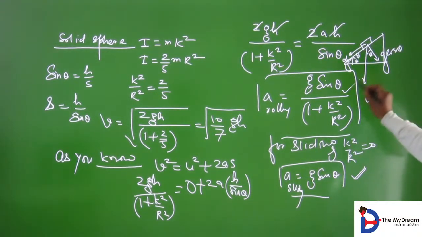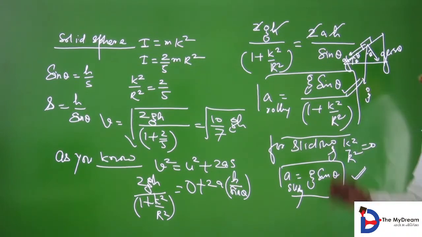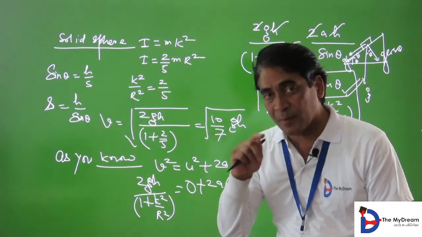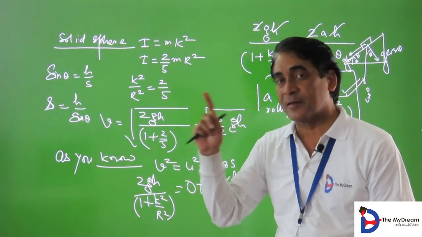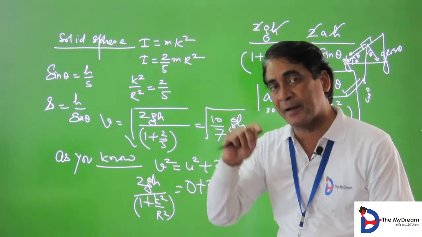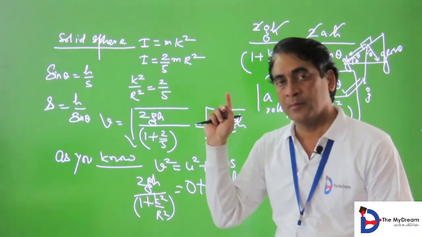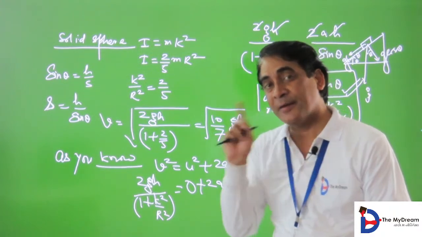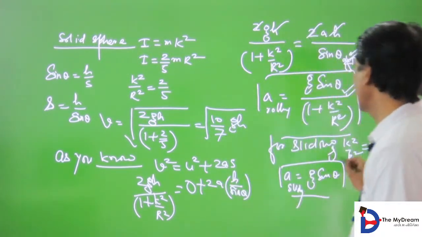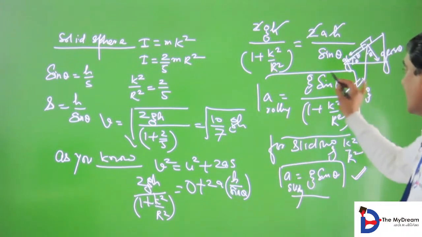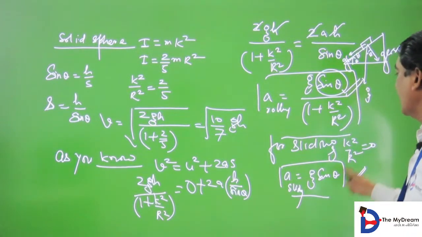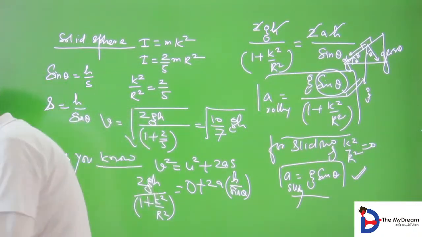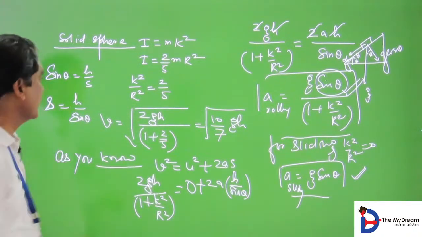You see, note this. When we are talking about the velocity, linear velocity, velocity is independent of the angle of inclination. But my dear, the acceleration depends upon the angle. Acceleration depends on the angle of inclination. Okay, next.